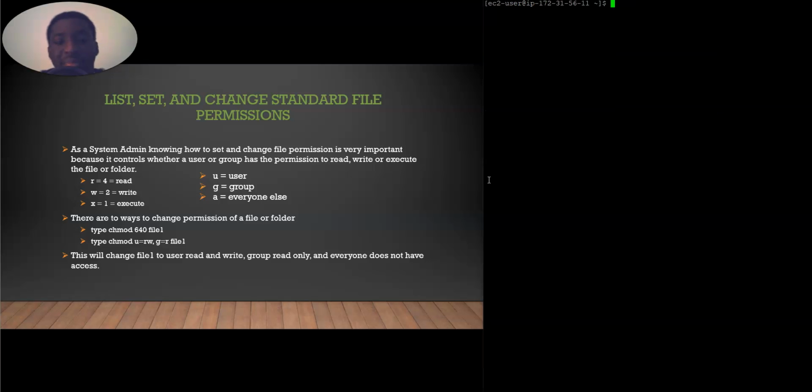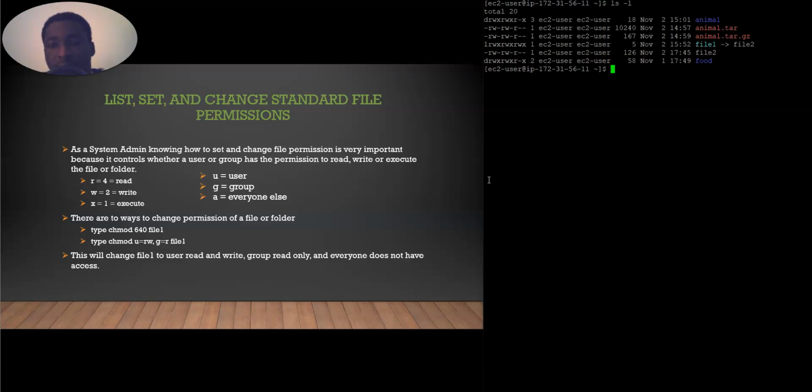To see the permissions of a file, just type ls -l. For example, file 2, the first value has a dash, which represents it's a regular file. If it has an L, it's a link. If it has a D as the value, it's a directory.